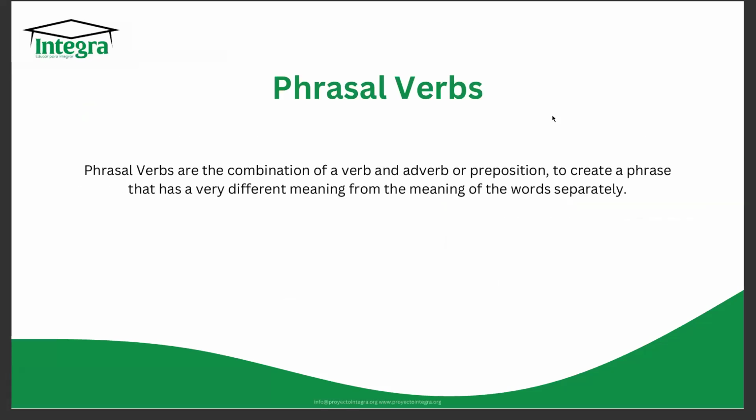What is a phrasal verb? So, a phrasal verb is a combination of a verb and an adverb or preposition to create a phrase that has a very different meaning from the meaning of the words separately. What does this mean? So, we have this little phrase composed of several words. These words by themselves have one meaning, but when we put them together, we make this little phrase, and this phrase has a completely different meaning.